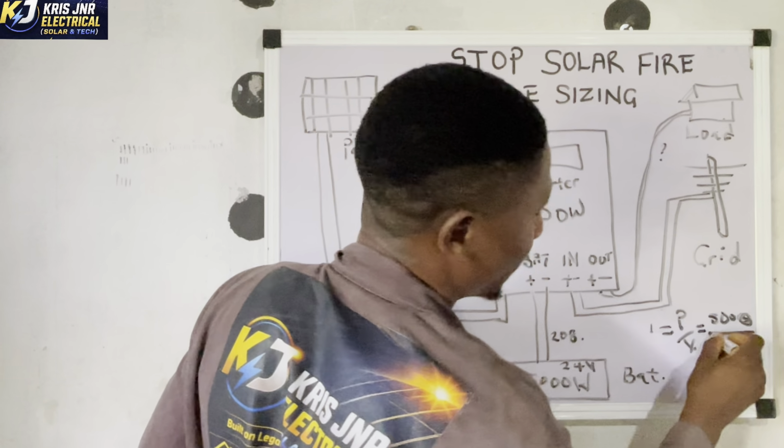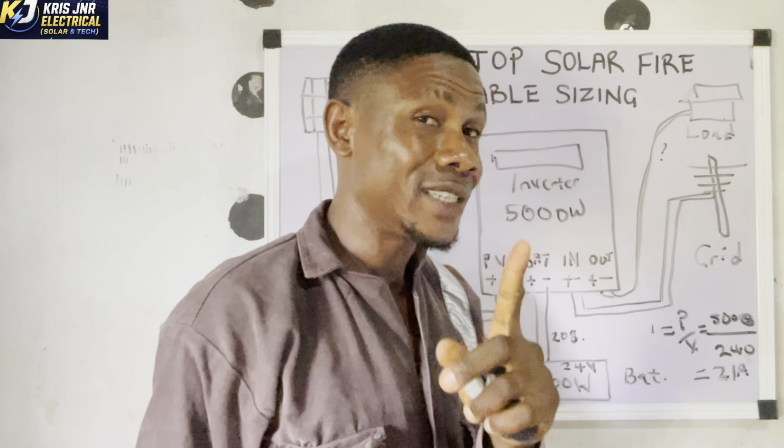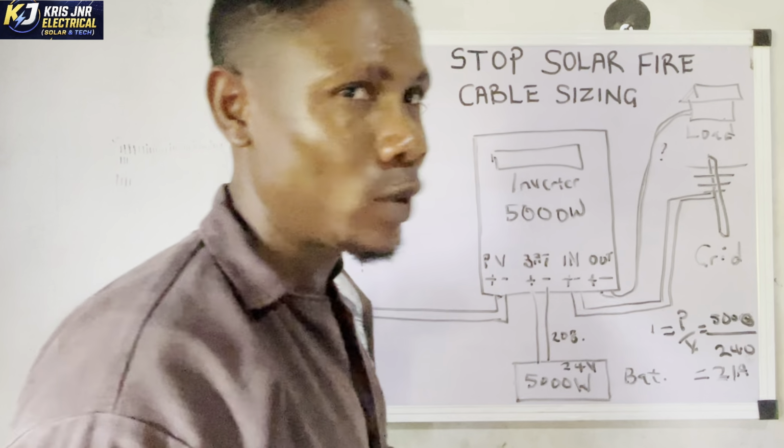The national grid voltage is 240. Your NEPA light, you can use your voltmeter to measure it, is 240, alternating current. In my country it is 240. I don't know what the voltage is in your country. So 5,000 divided by 240 is approximately 21 amps. So 21 amps of current is flowing to the inverter from the grid, through this cable. Take note, 21 amps. Good. That's from the grid.